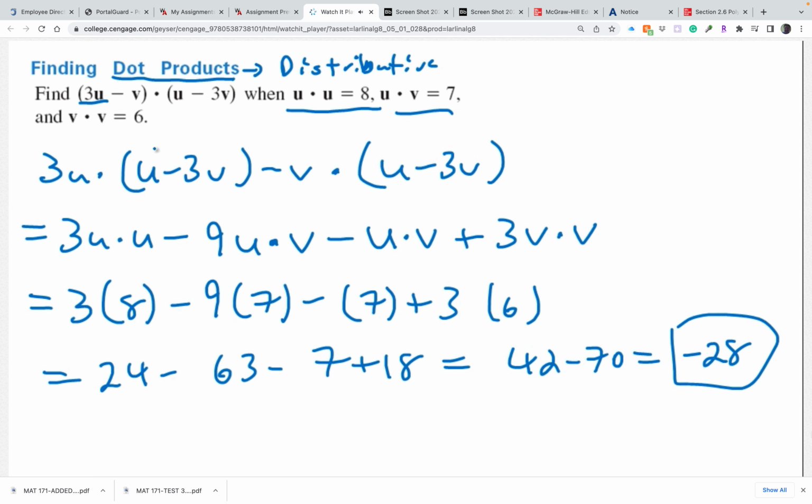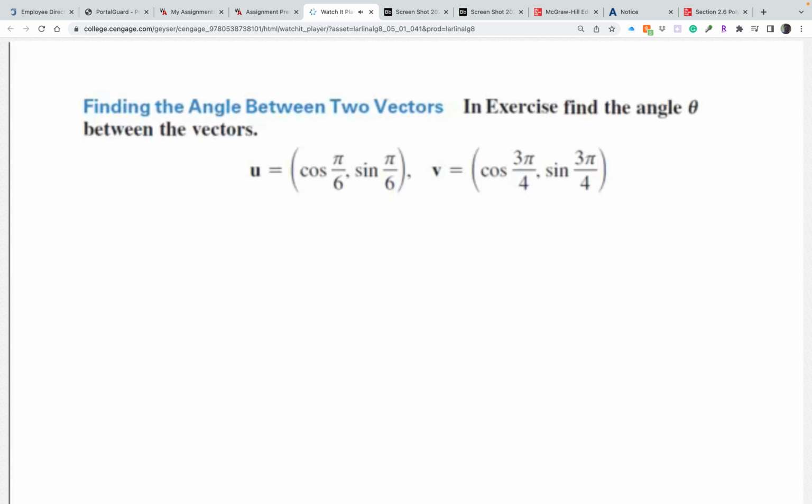So in this case, the dot product of the vector 3u minus v and the vector u minus 3v is going to be equal to negative 28. And we were able to find this by knowing that the dot product satisfies the distributive property, and it's also commutative.